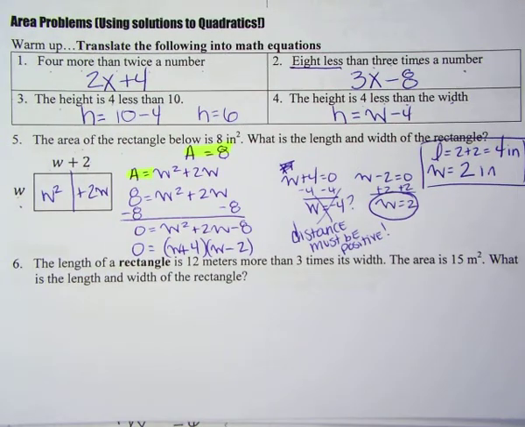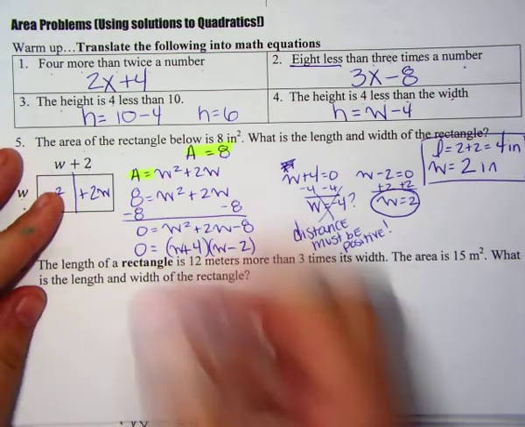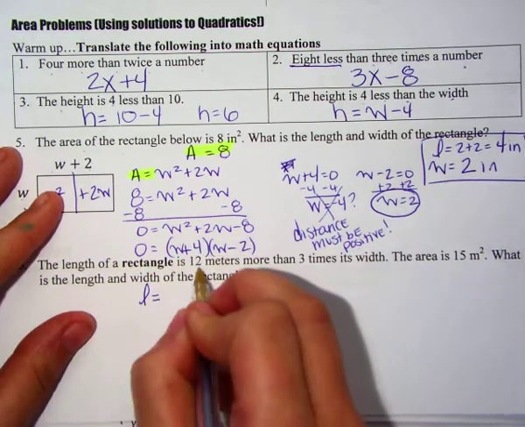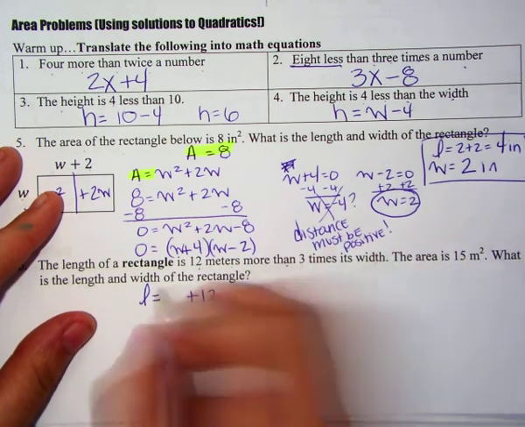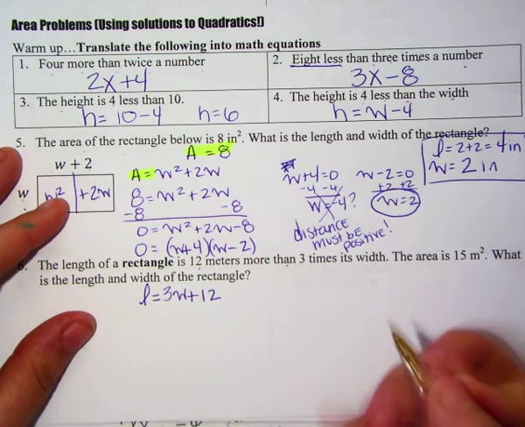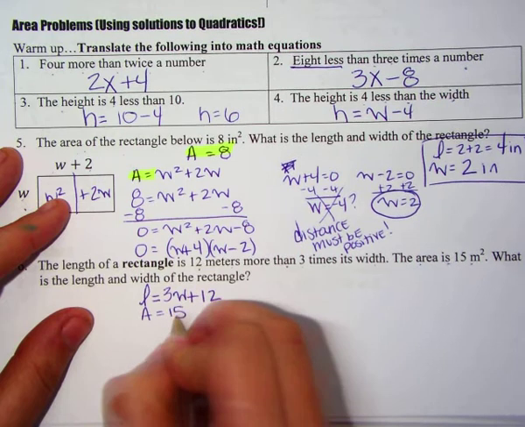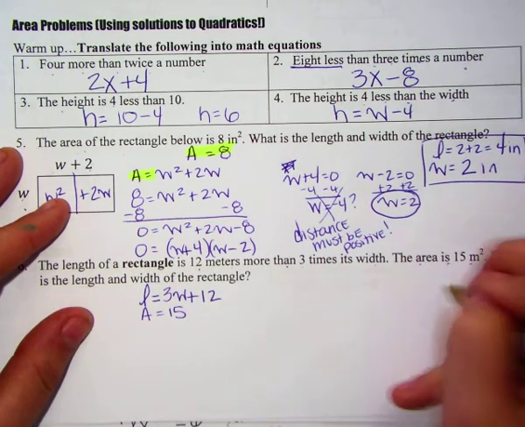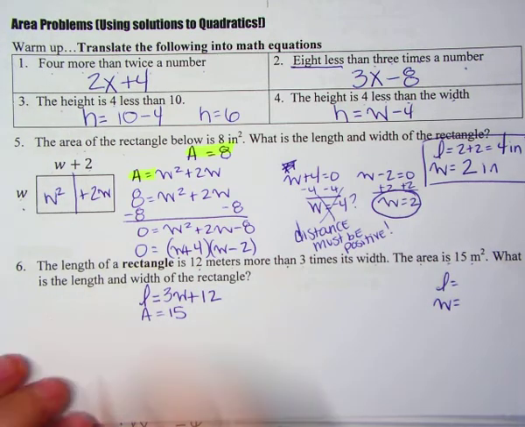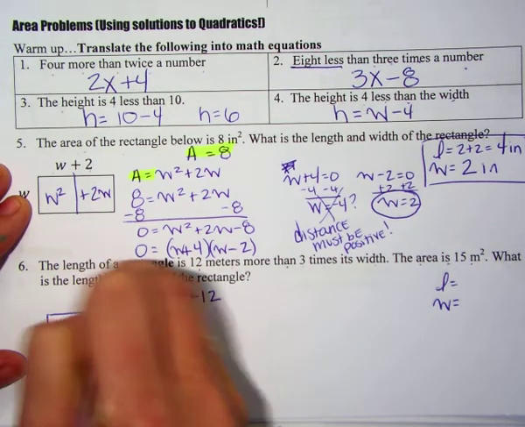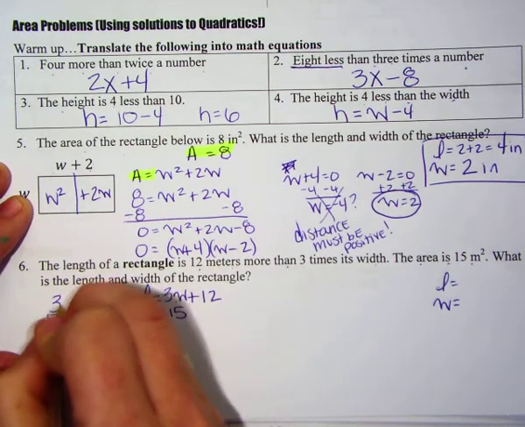Kind of cool, right? Let's look at number 6. The length of a rectangle is 12 meters more, plus 12, than 3 times its width. Keep reading. The area is 15. What is the length and width of the rectangle? Now, if I were to draw this box, I'd know that the length is 3w plus 12.